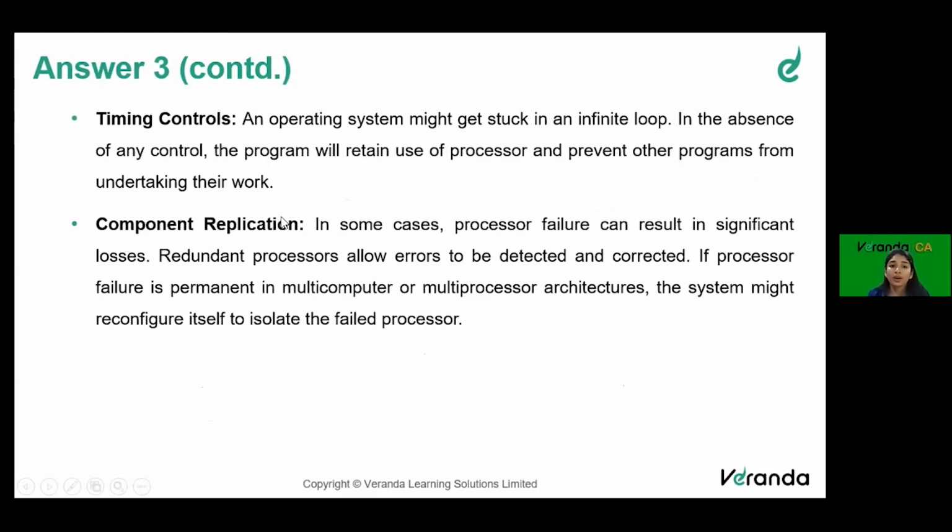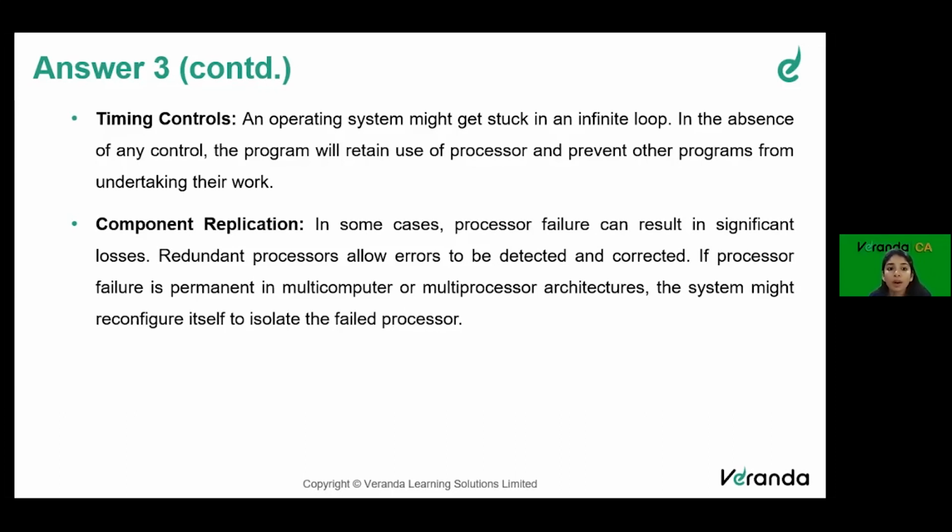Timing control. An operating system might get stuck in an infinite loop. For example, on my phone, I switch it on and it gets switched off again. Again I switch it on, again it switches off. So there could be an infinite loop. In the absence of any control, the program will retain use of the processor and prevent other programs from undertaking their work. So in case no control is provided, I cannot work on other applications.